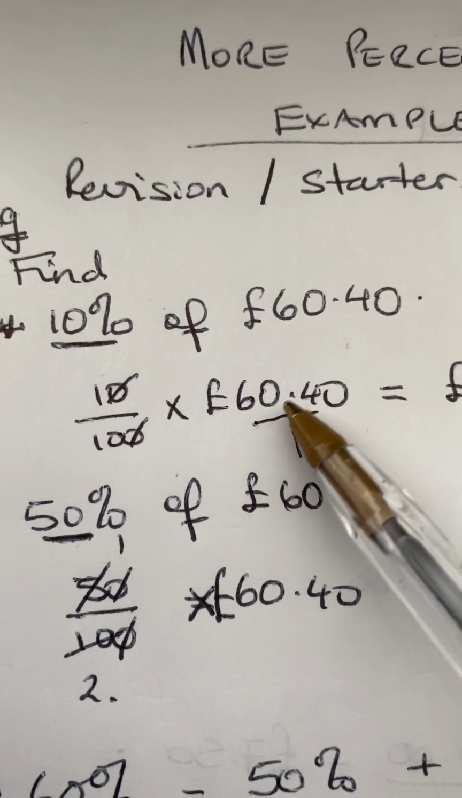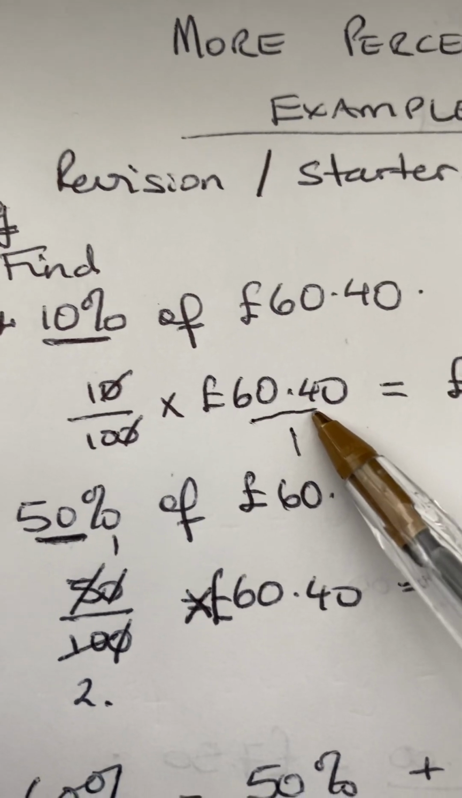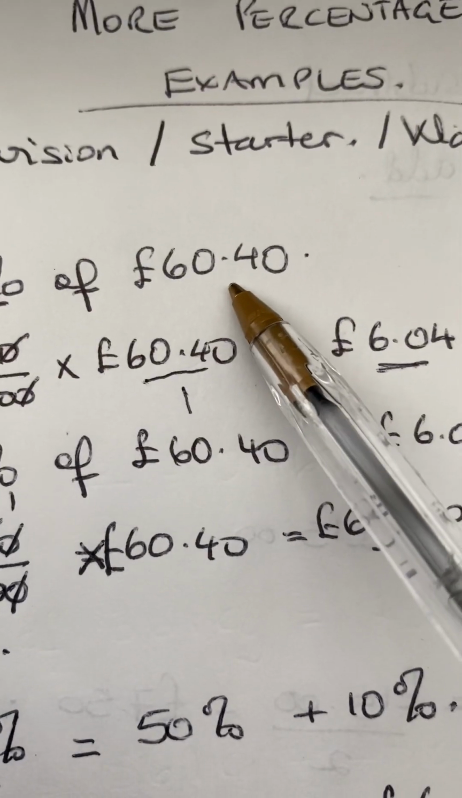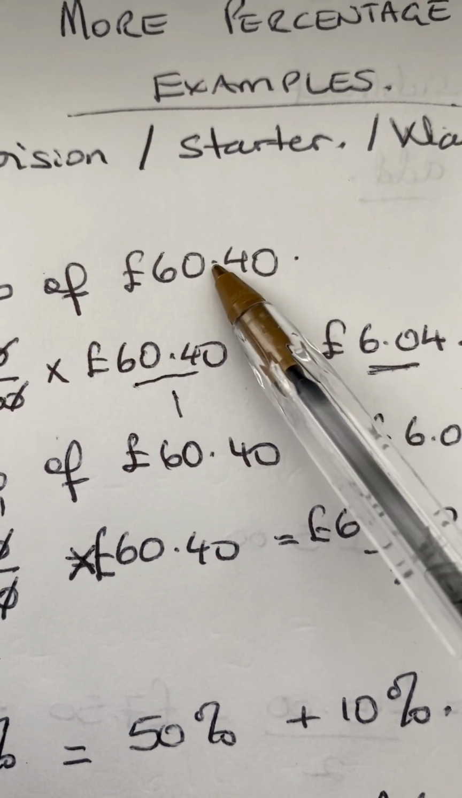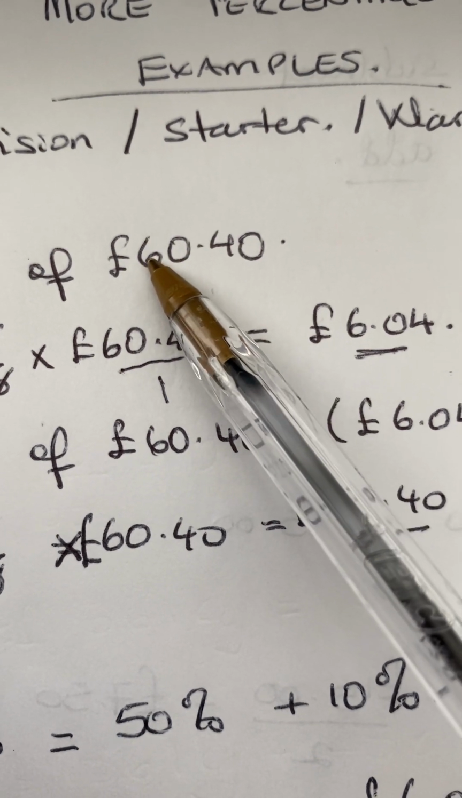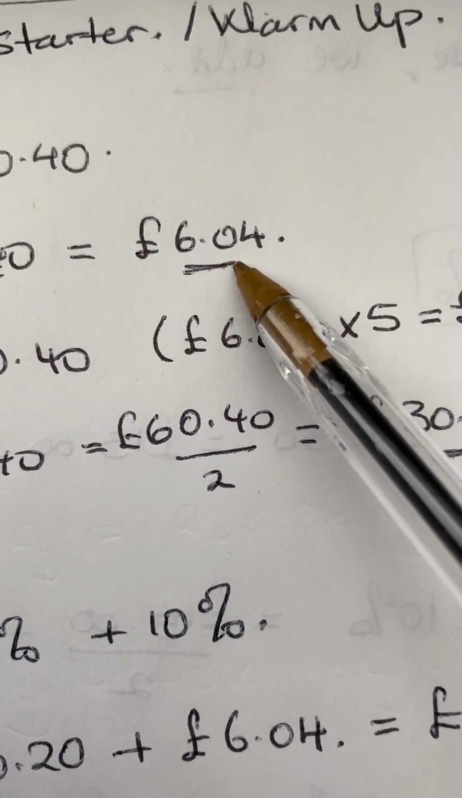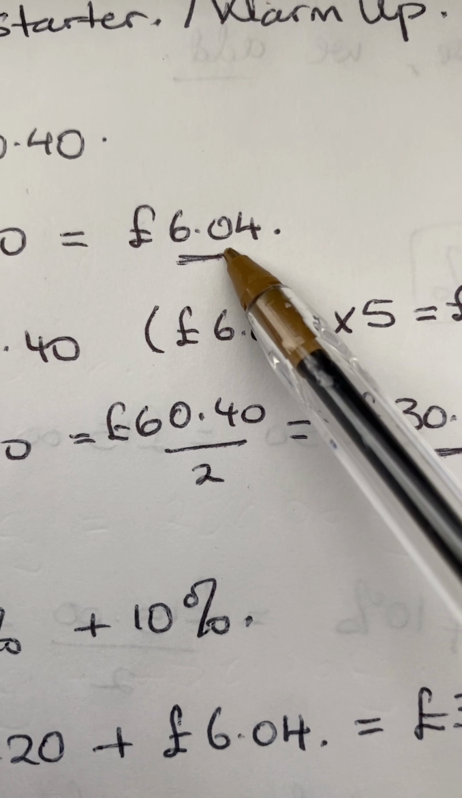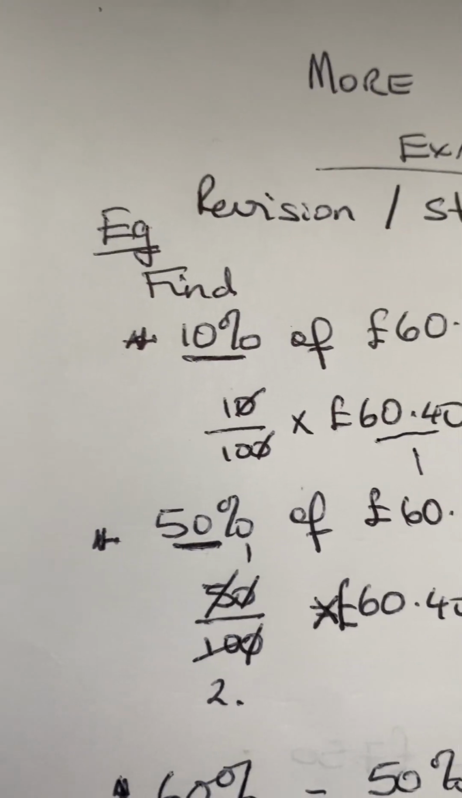So that is 10% of this figure. Also, if you've done it over and over again, you can easily see that you just have to move the decimal place one point and you get £6.04. Okay, that is 10%.